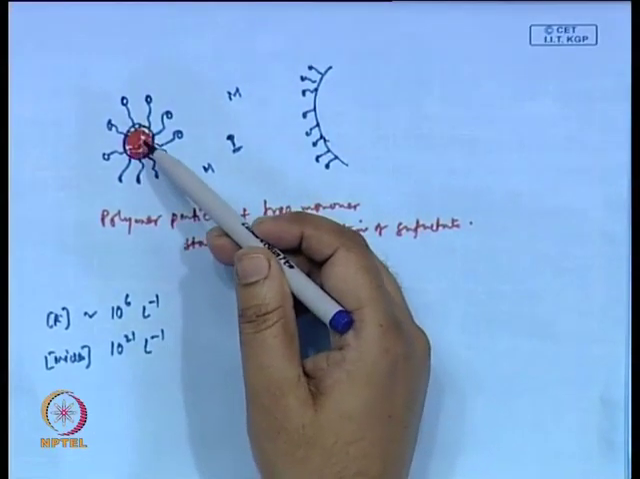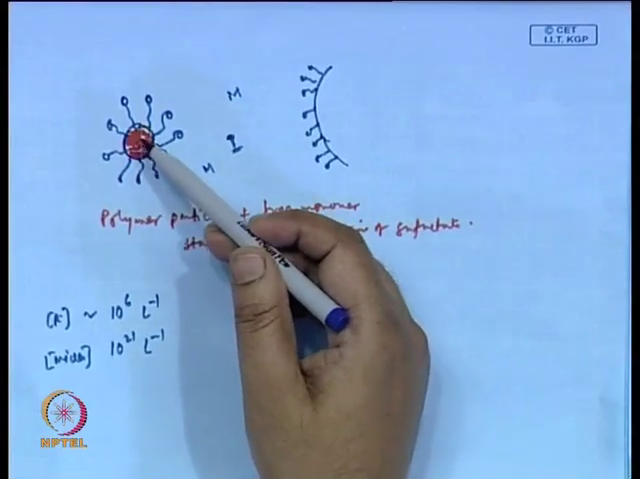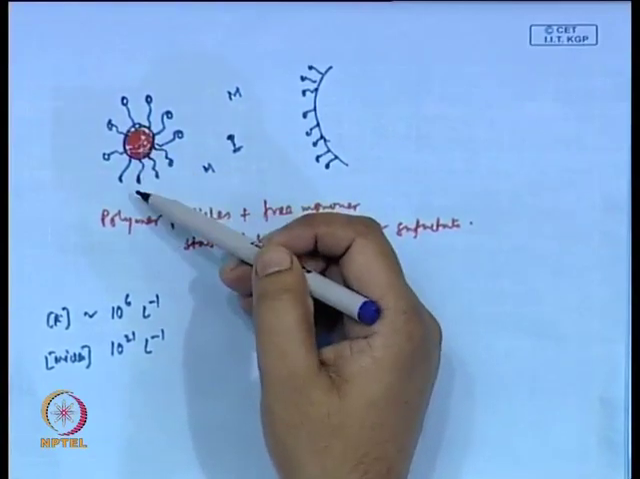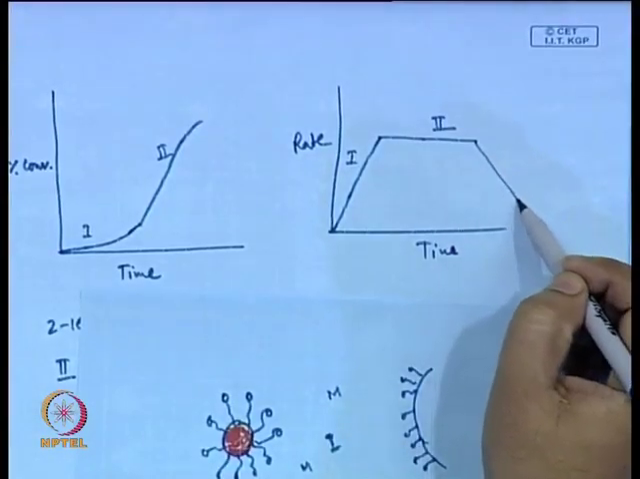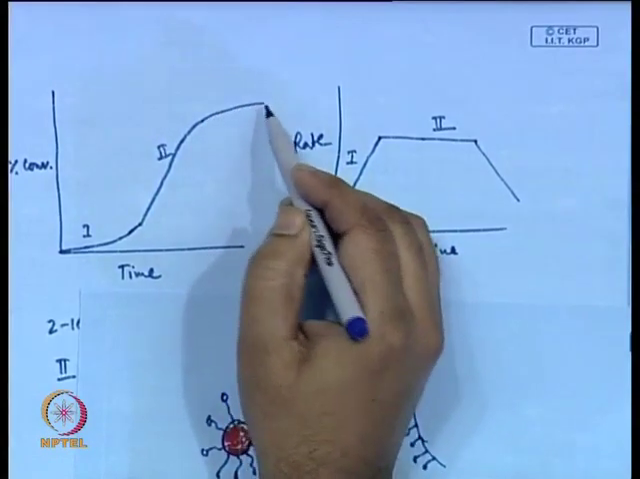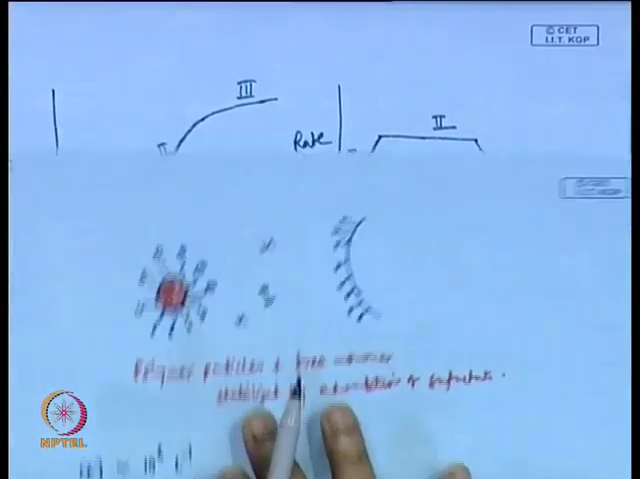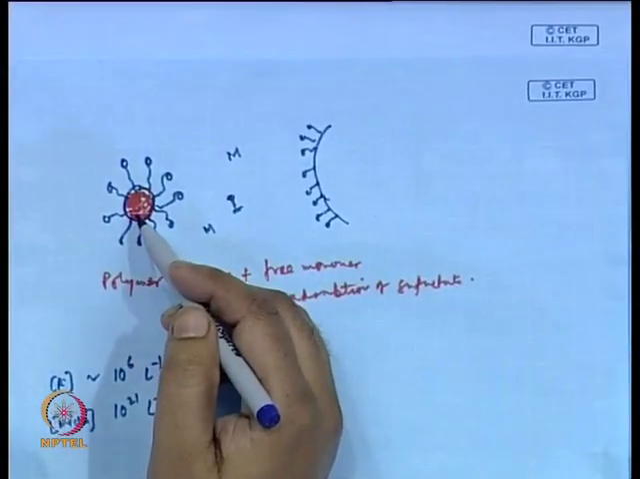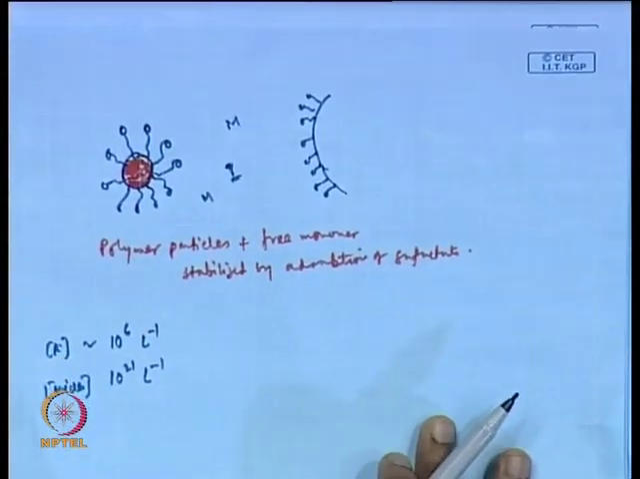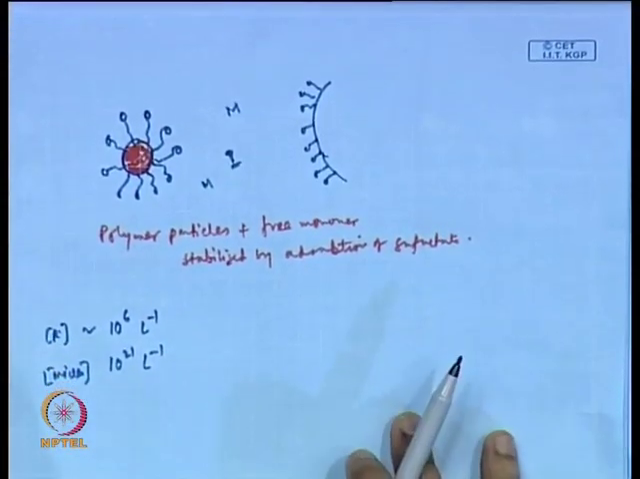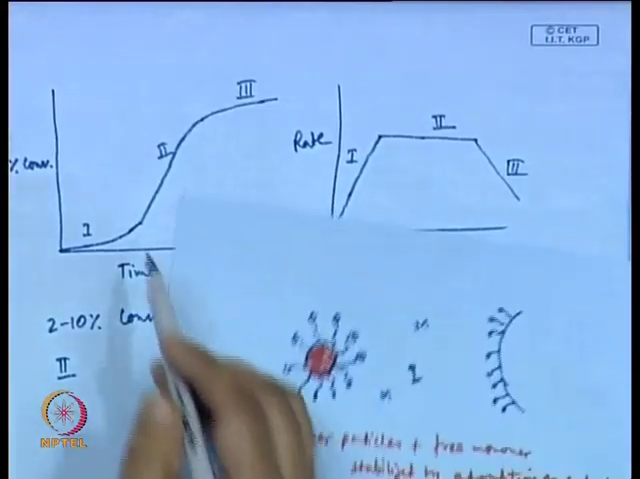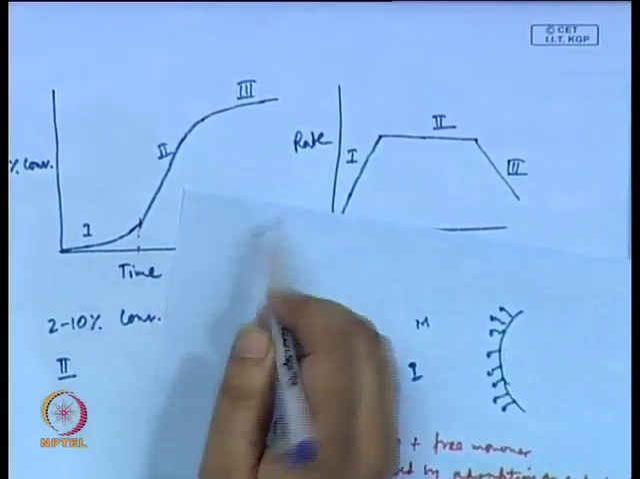Now, the reaction will continue as long as you have monomer present in the reactor. So, the monomer concentration inside the polymerization reactor comes down, the reaction rate also comes down, until the reaction is over. That is stage 3. Stage 3 gets completed when the reaction gets completed.